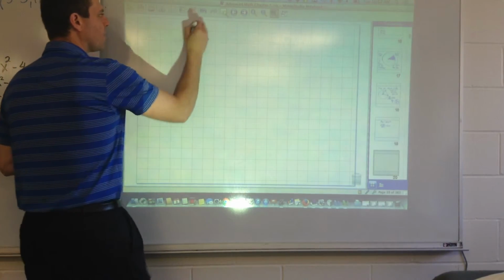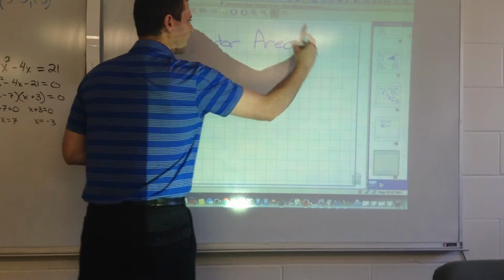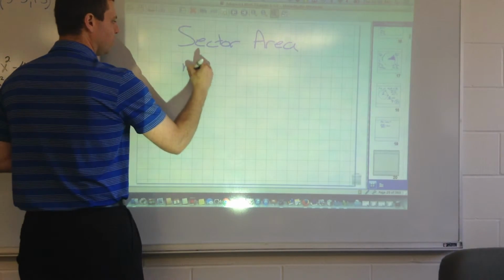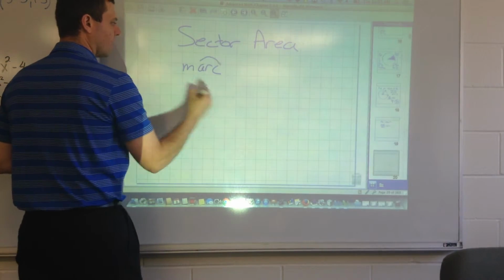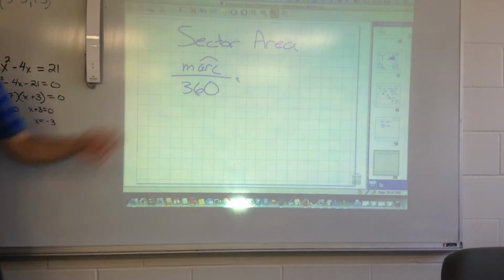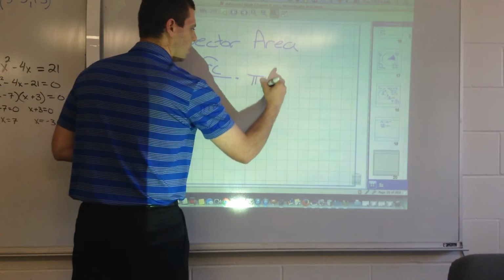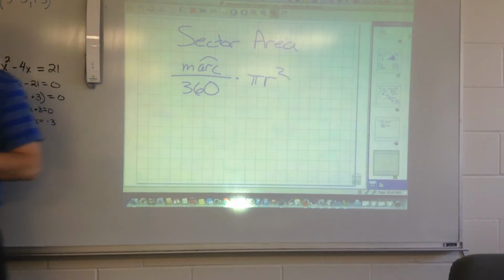So again, if you like formulas, in order to do a sector area, you're just going to do the measure of the arc over 360. That's the fraction of the circle I'll be finding the area of. And I'm going to take that times pi r squared, my total area.